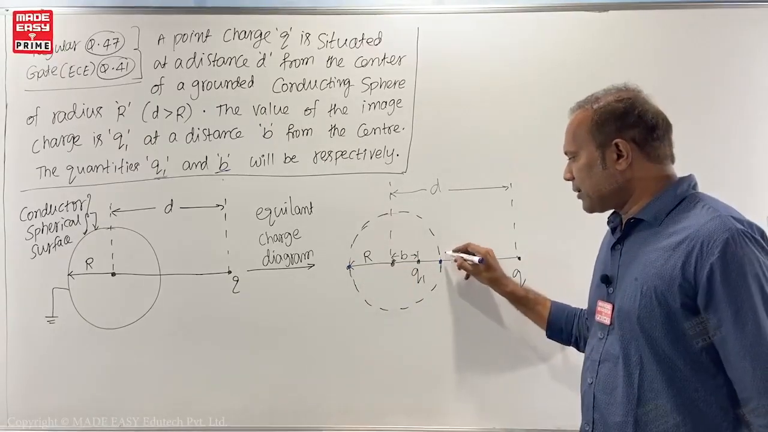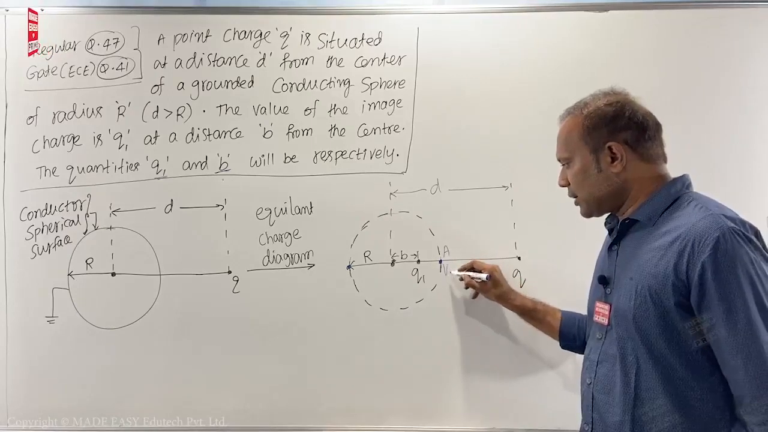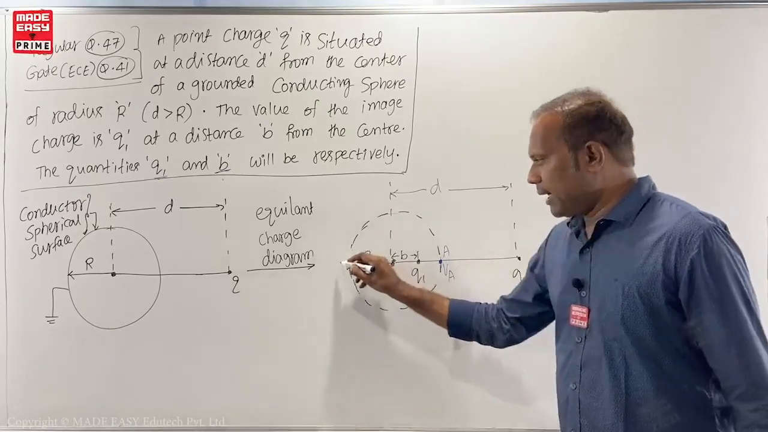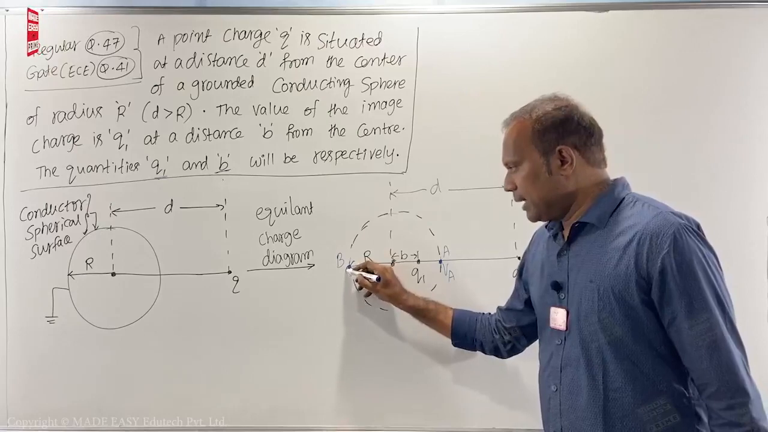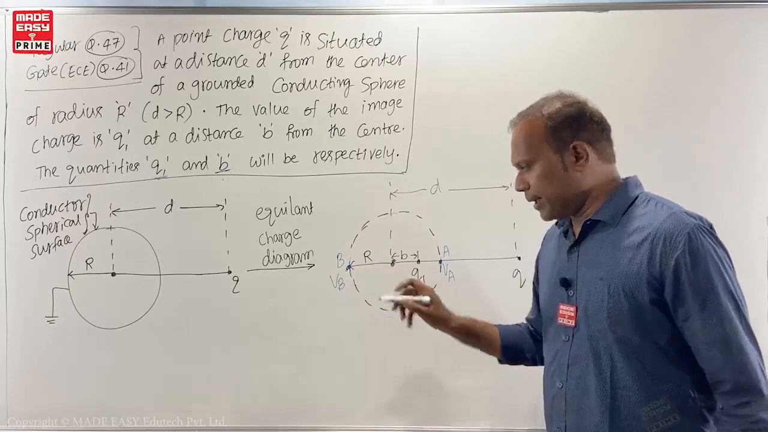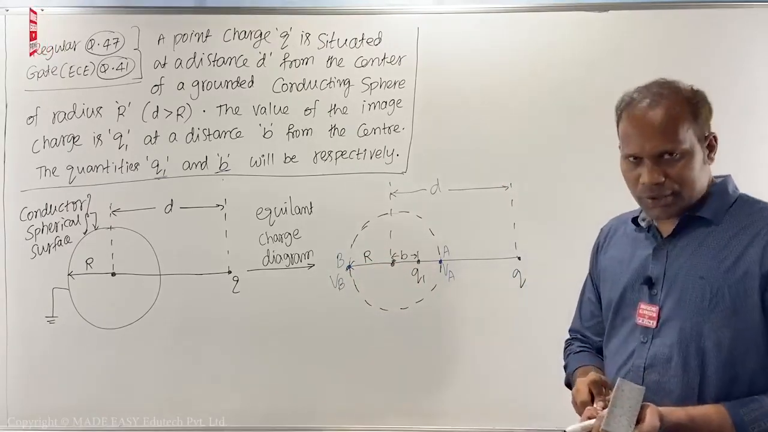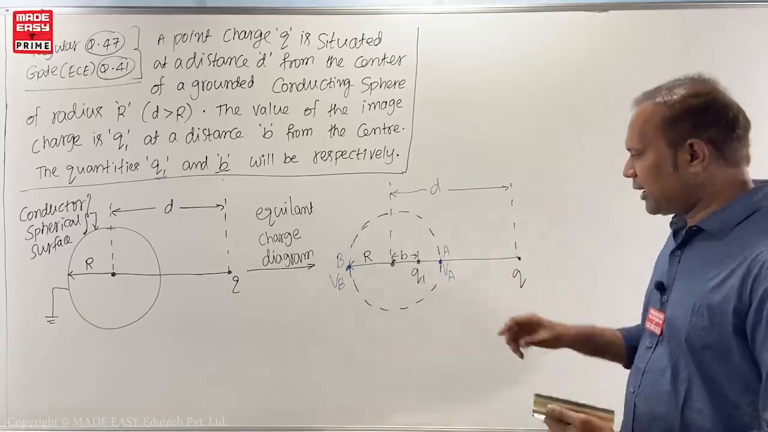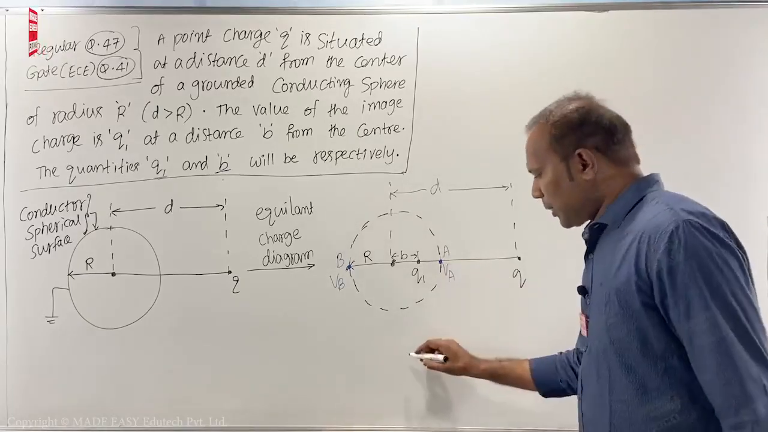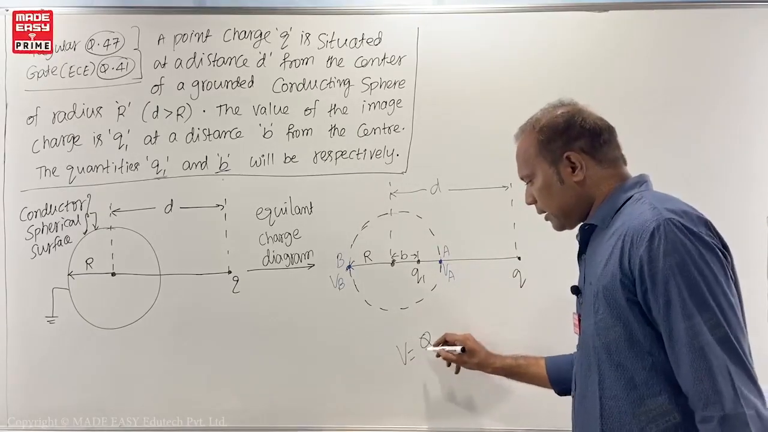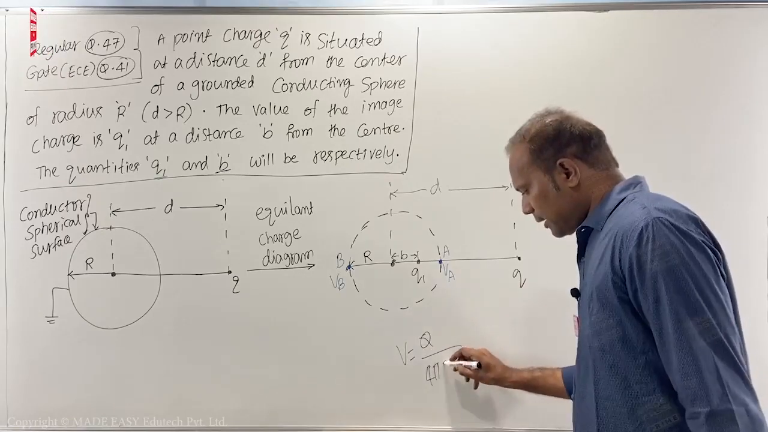Now I am calling this location A. Here the potential is VA. I am calling this location B. Here the potential is VB. Now do you think those potentials are 0? No. Let us find the potentials. The potential formula is Q divided by 4 pi epsilon R.